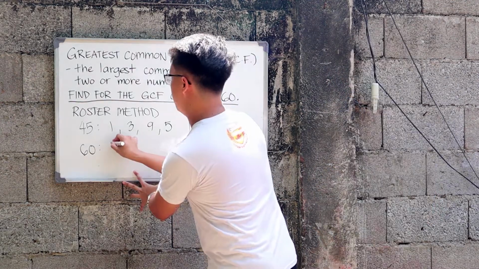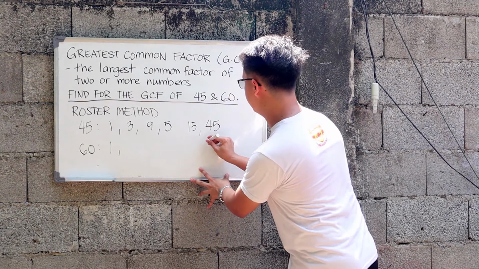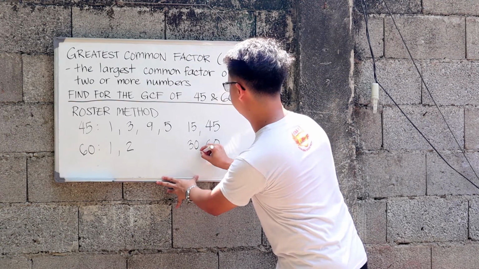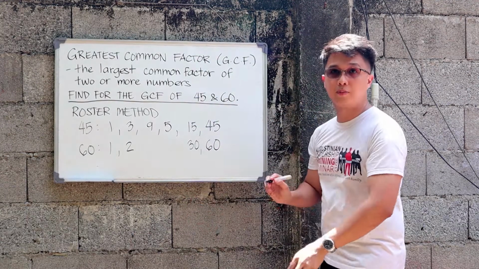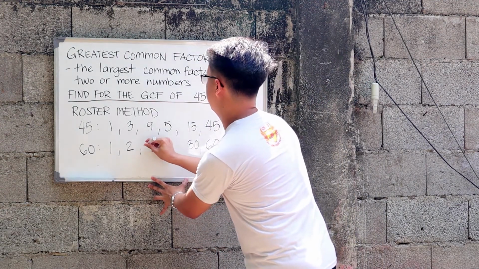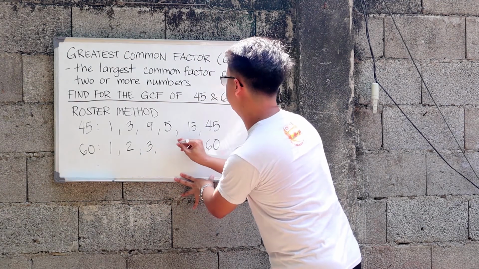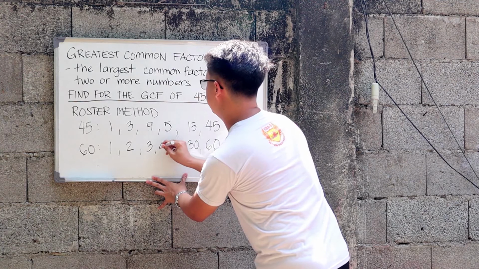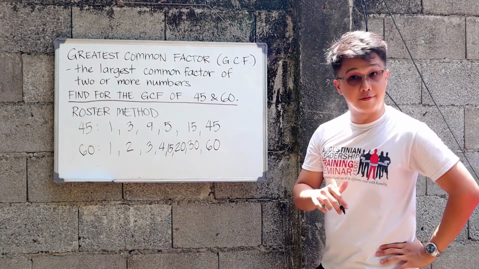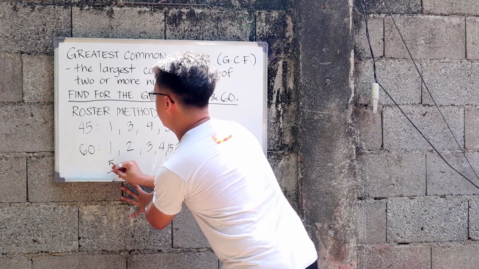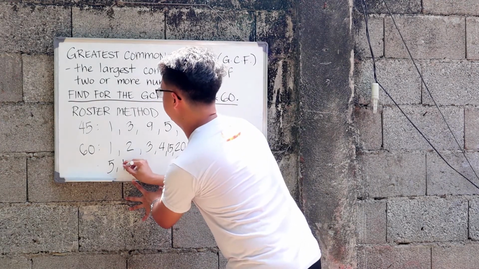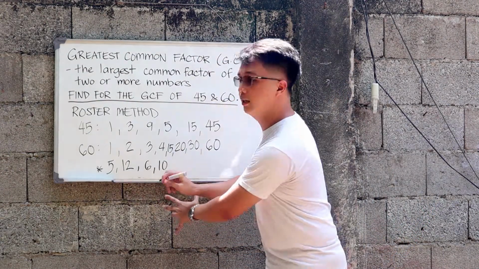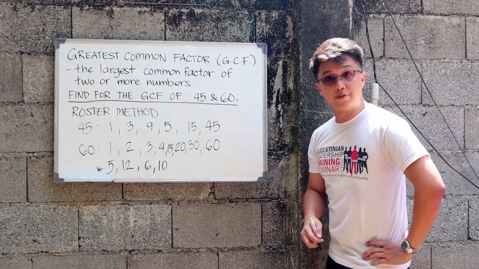What about the factors of 60? 1 times 60, 2 times 30, 3 times 20, 4 times 15, 5 times 12, 6 times 10. So these are the factors of 45 and 60.